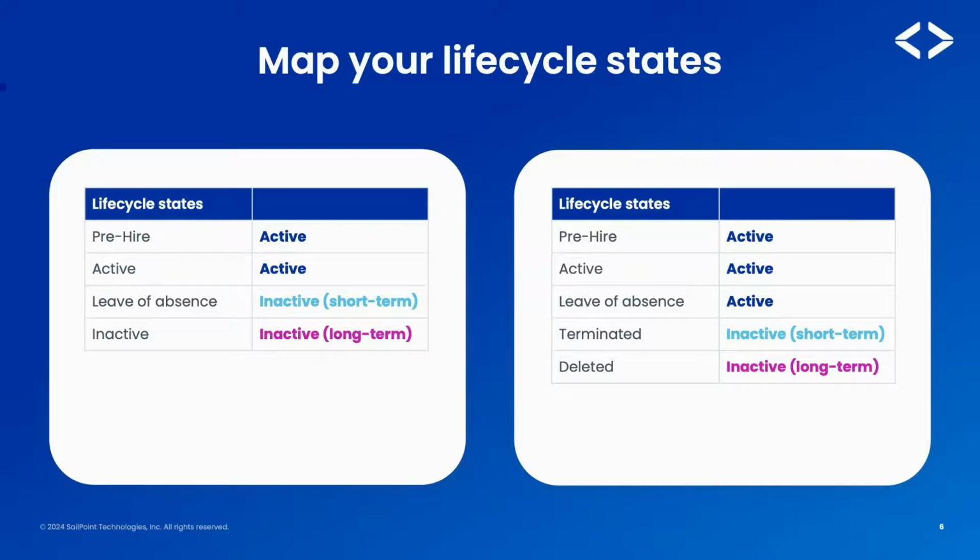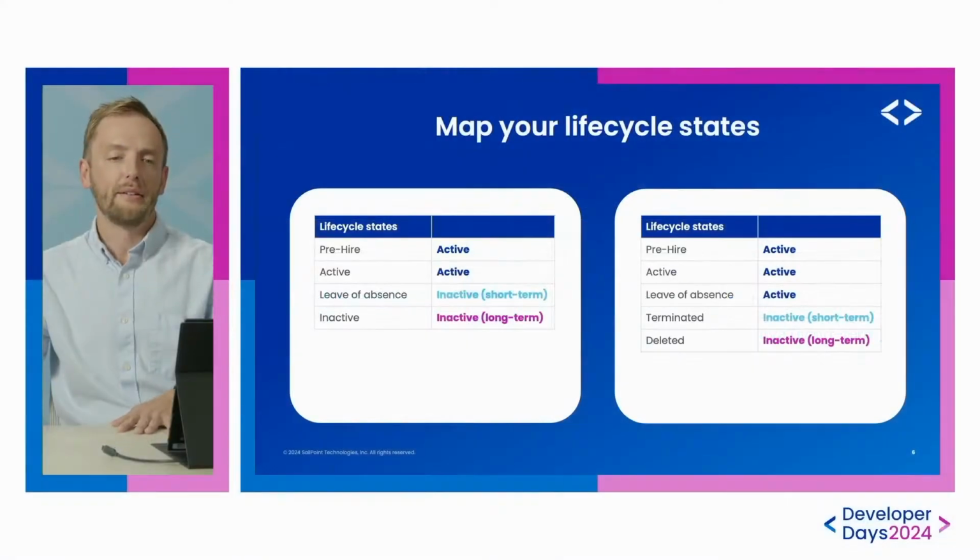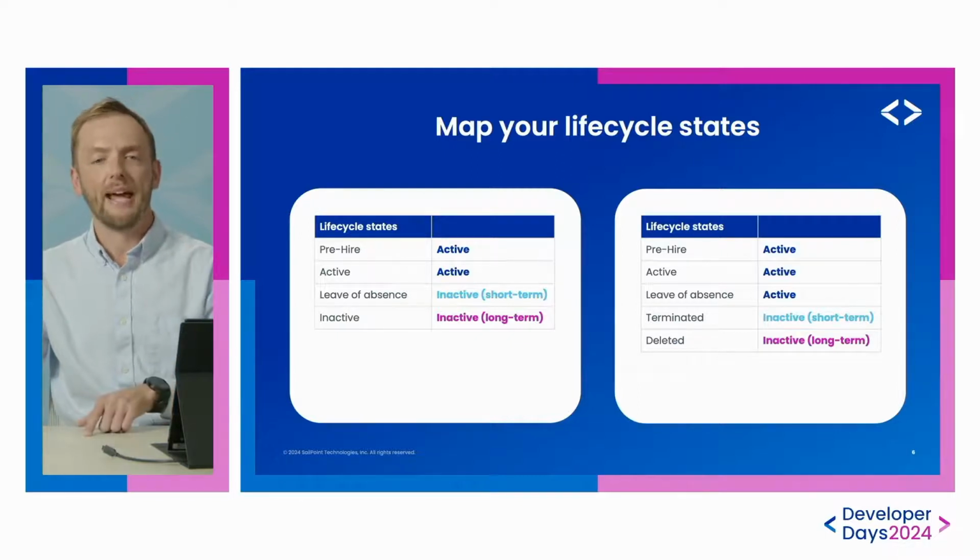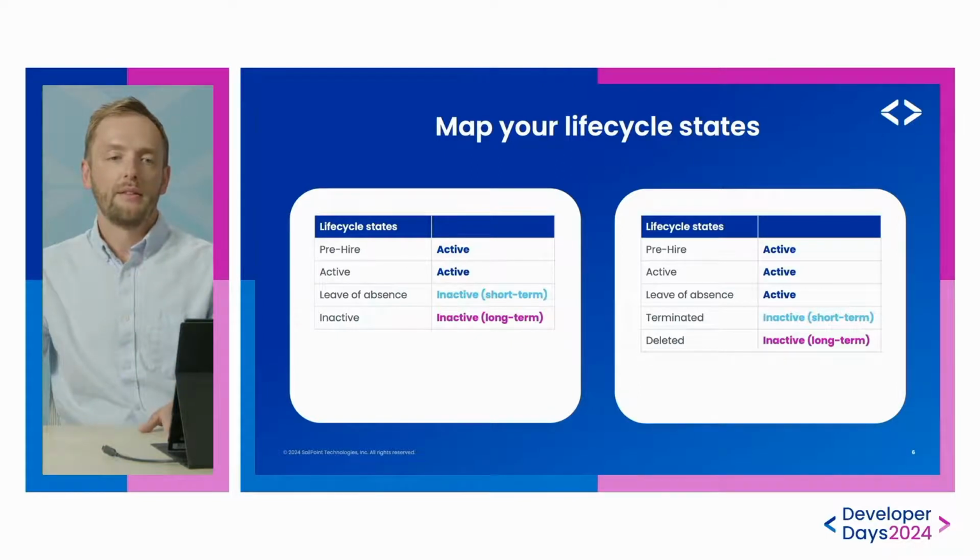Maybe you configured a bit more. Here's how we would recommend these kind of common configurations, if you will. So pre-hires, they should always be active. Active, of course, or any flavor of active should always be active. If you're on leave of absence, this is something for you to decide, and it's going to depend on a number of factors, including the region where your business is. Some businesses will consider folks who are on leave of absence to be inactive. Others will consider them to be active. That choice is up to you.